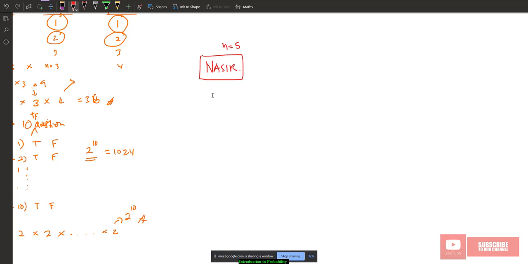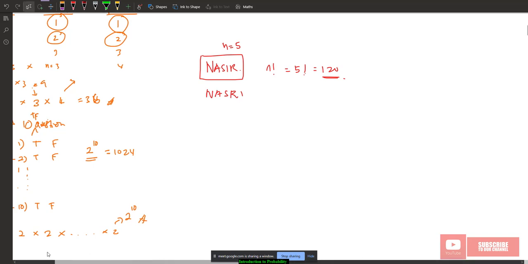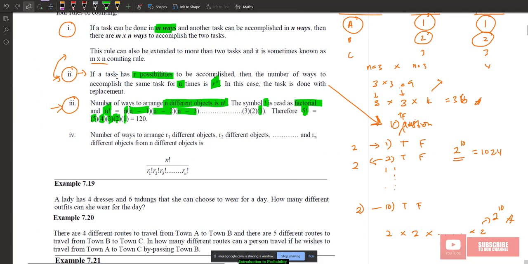if you want to do a recombination, right? If you want to rearrange the word NASIR, you will have n factorial, which is 5 factorial. You have 120 possible outcomes. Means you can rearrange N, A, S, R, I, and so on. So you can do it 120 times, right? So that is for formula number 3, right?